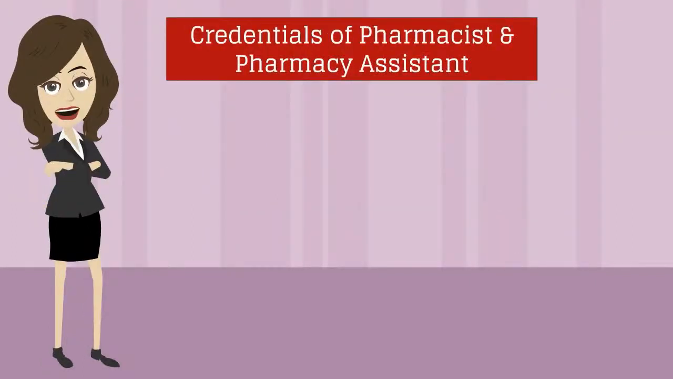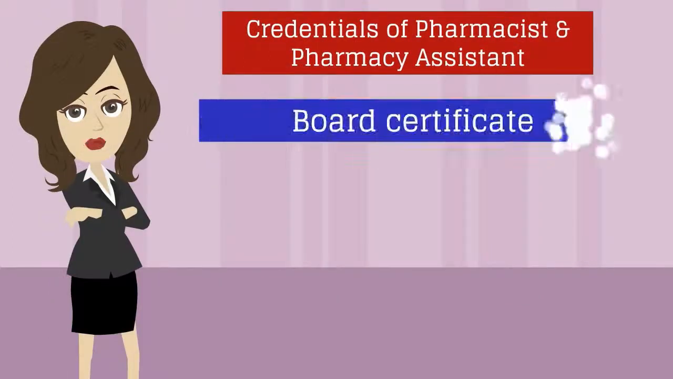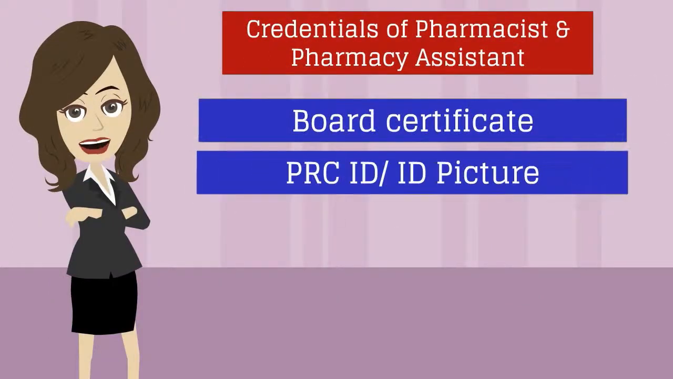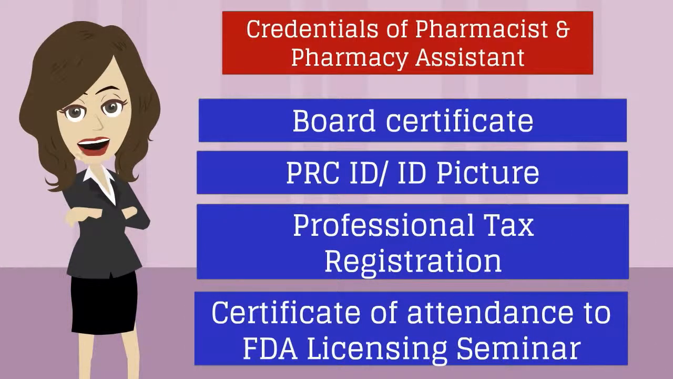The second category inspected is pharmacy requirements. The pharmacist must be present whenever the pharmacy is open for business. In addition, the board certificate, copy of PRC ID, PTR, ID picture, and certificate of attendance to the FDA licensing seminar should be displayed visibly by the permit holder.